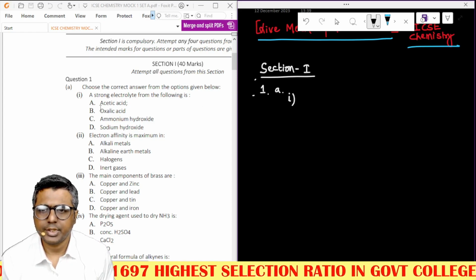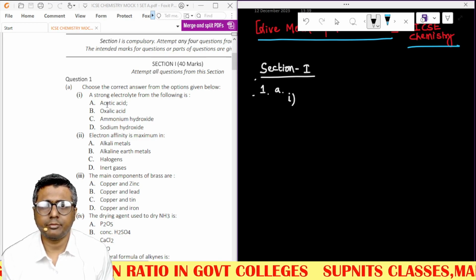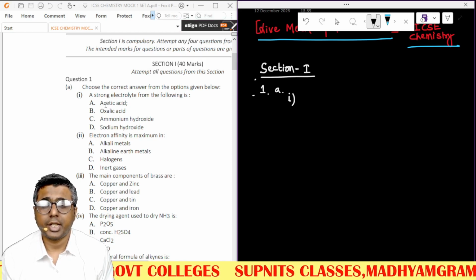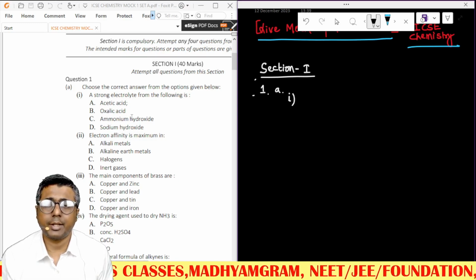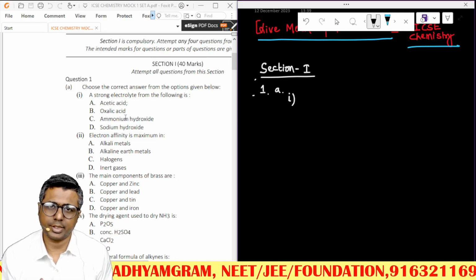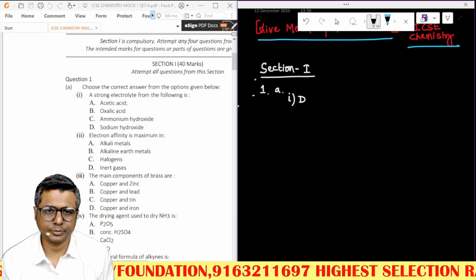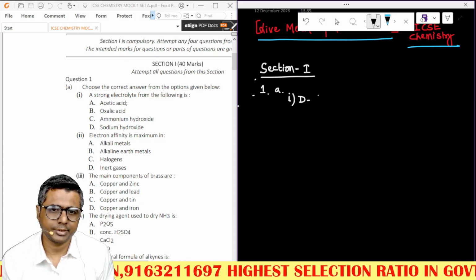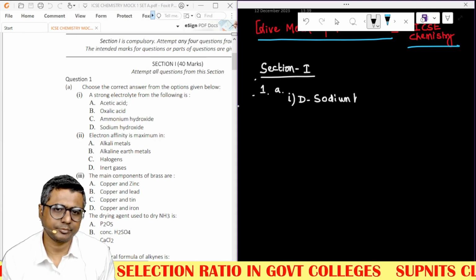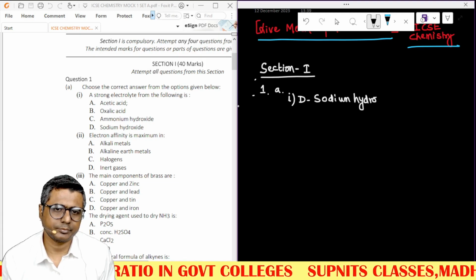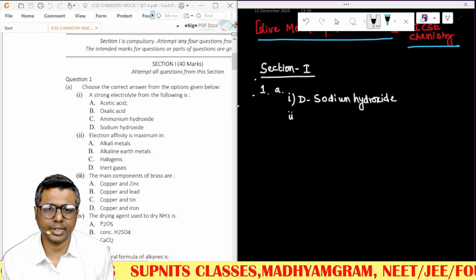So here it has asked for strong electrolyte. Acetic acid is a weak acid, we know, so it will be a weak electrolyte. And then your oxalic acid, again it will be a weak electrolyte, because oxalic acid is also an organic acid. Ammonium hydroxide is a weak base, which myself, you and everybody knows, so the option will be option D. So what I'll suggest, you write D and then you write sodium hydroxide. This is the strong electrolyte among the options that are given.